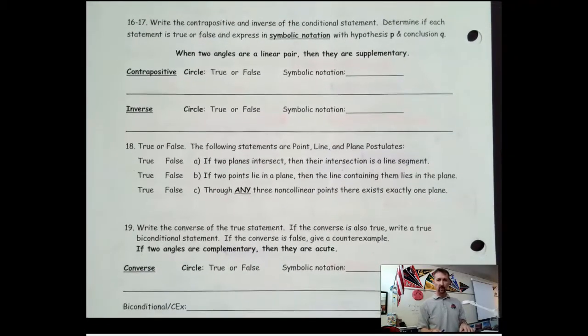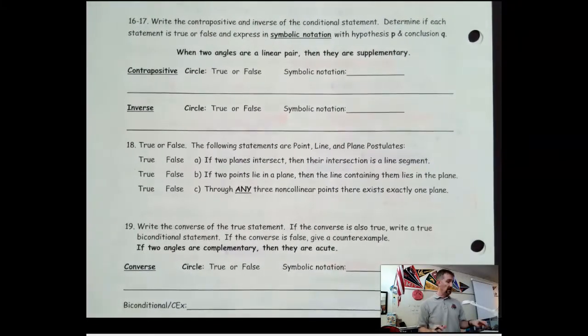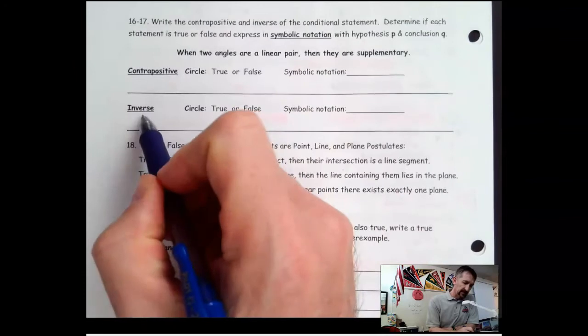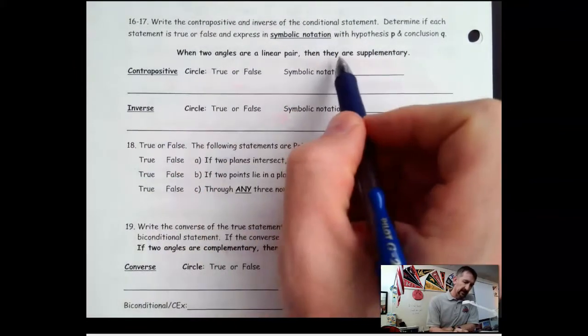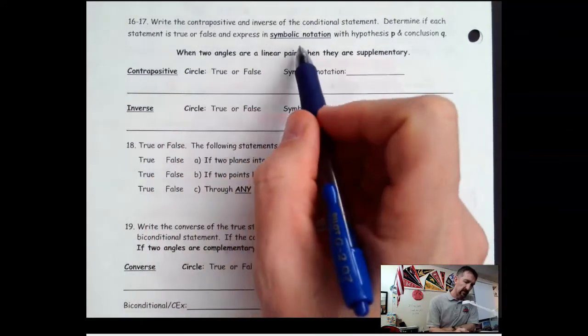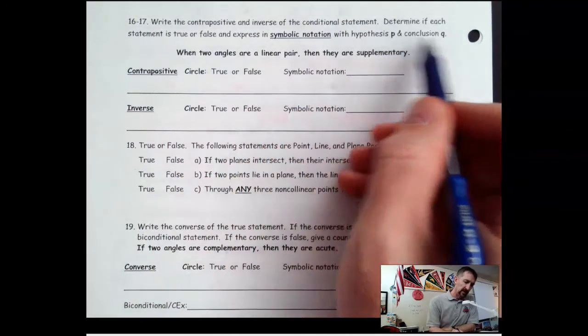So these are some review questions to help you get ready for another test that'll be coming up. So what we did is we just copied some questions off of a test and put them in our notebook so that we could practice. So let's go ahead and do that. So it's telling us to write the contrapositive and the inverse of the conditional statement. Determine if each is true or false, express in symbolic notation with P and Q.